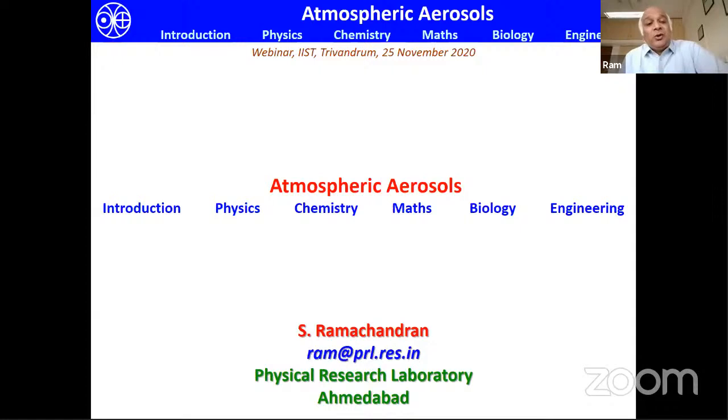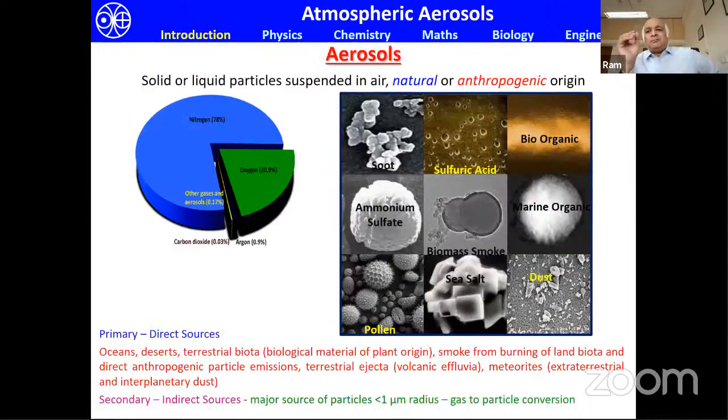So the presentation will go in the following sequence. I will begin with an introduction, and then I will discuss the various features under the PCMB and E, and then finally we'll conclude the talk. These aerosols or air pollutants, as we know, are the solid or liquid particles that are suspended in the medium of air. They can be of natural and anthropogenic origin.